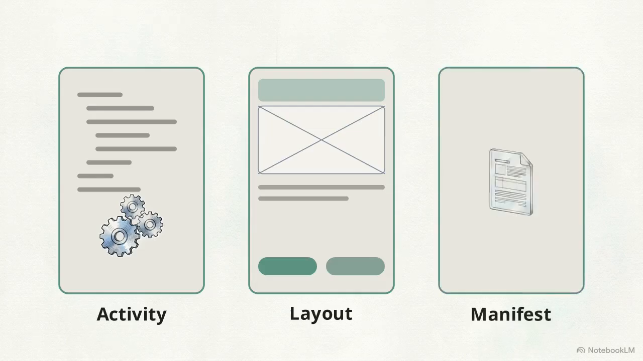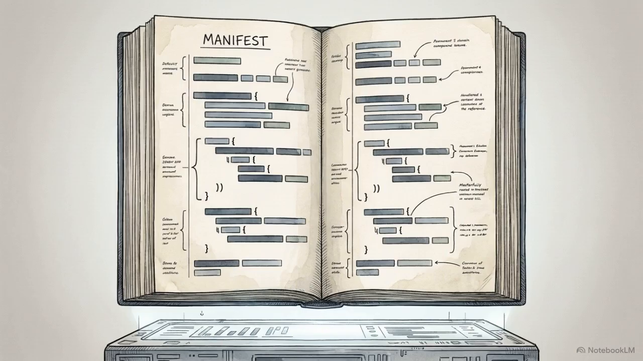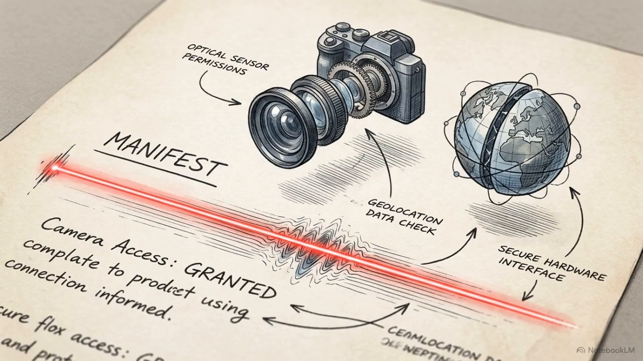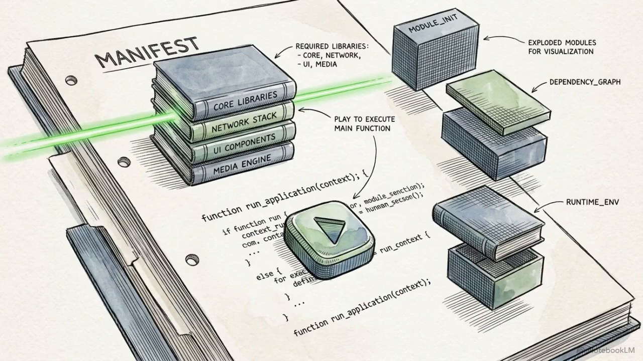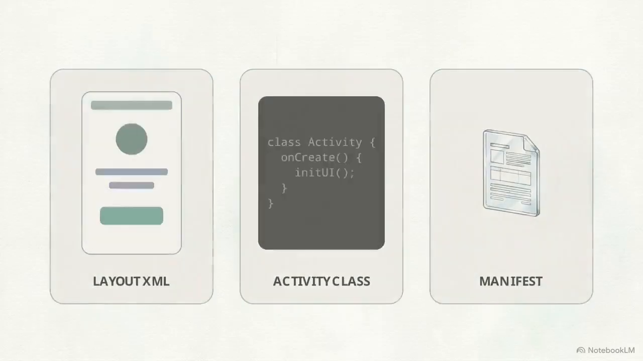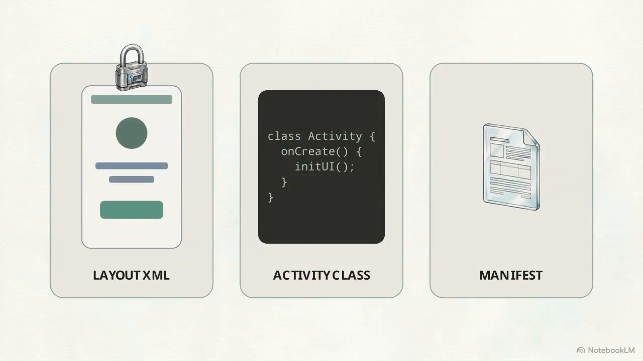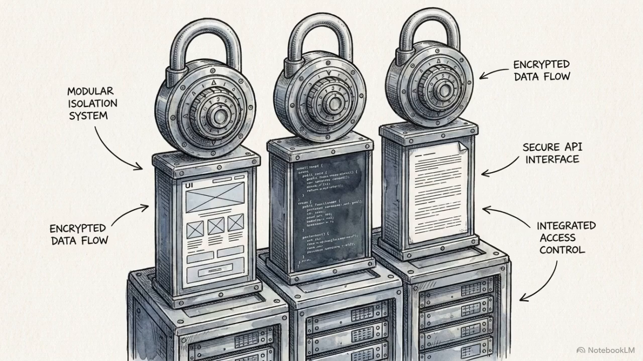The third piece is the Android manifest file. The manifest acts as the app's instruction manual for the operating system. Before the app can run, the OS reads this file to check what hardware permissions are required, what external libraries are needed, and which specific activity should load first. The UI design is locked in the XML. The logic is locked in the activity. The system configurations are locked in the manifest. By separating these concerns, Android ensures that apps remain modular and easier for the system to manage.